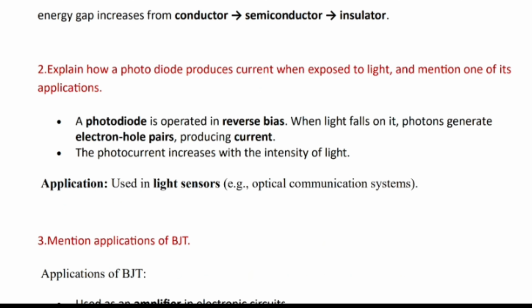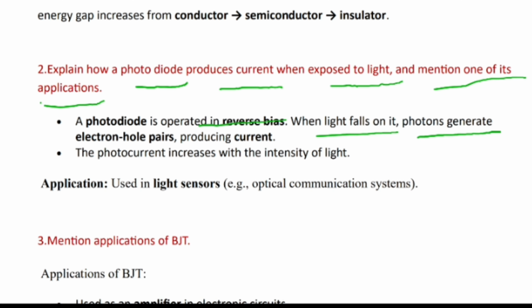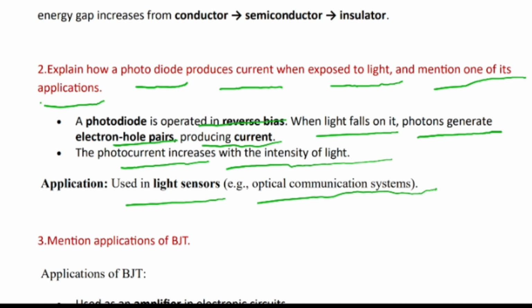Next, explain how a photodiode produces current when exposed to light and mention one of its applications. A photodiode operates based on reverse bias. When light falls on it, photons generate electron-hole pairs that produce a current. The photocurrent increases with the intensity of the light. Where do we use this? We can use it for light sensors, for example, in optical communication systems.